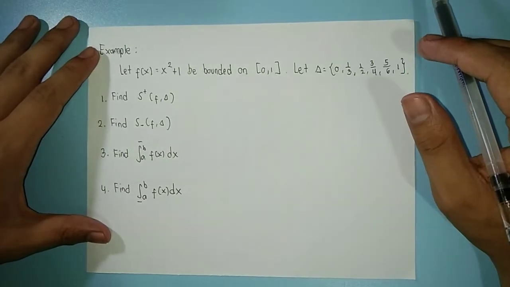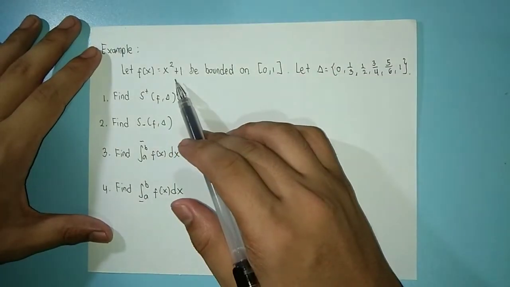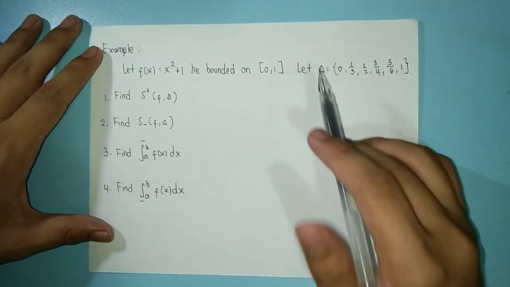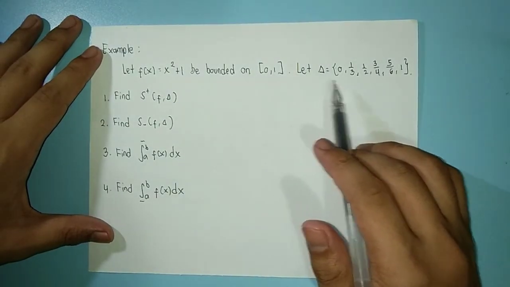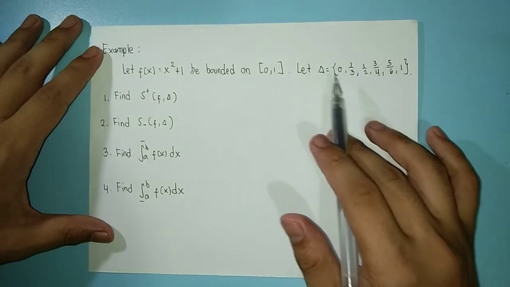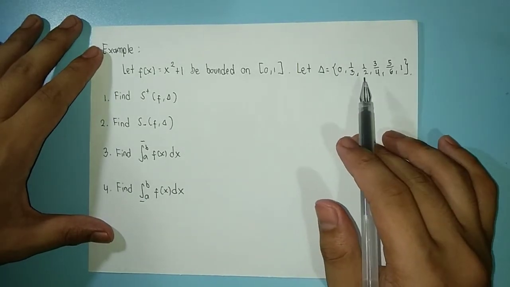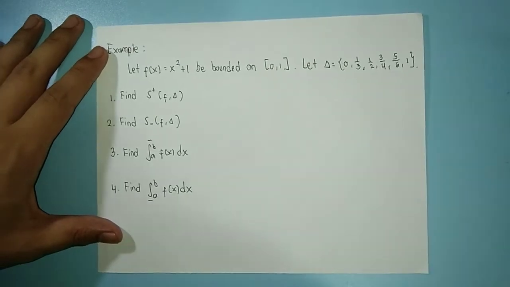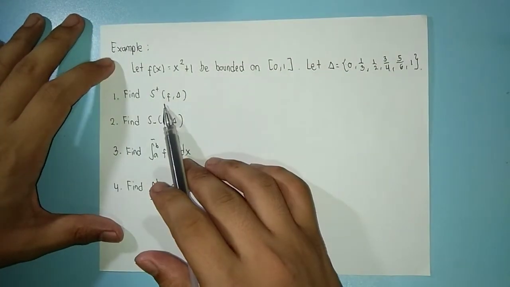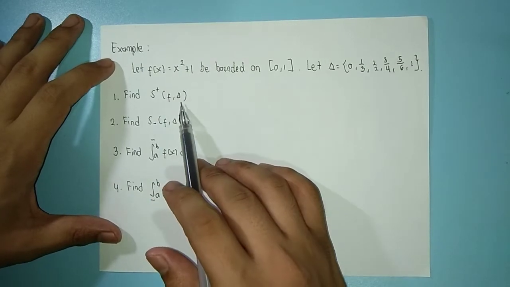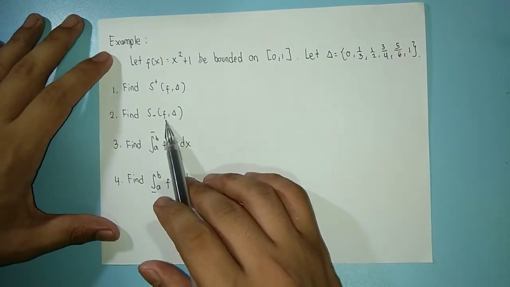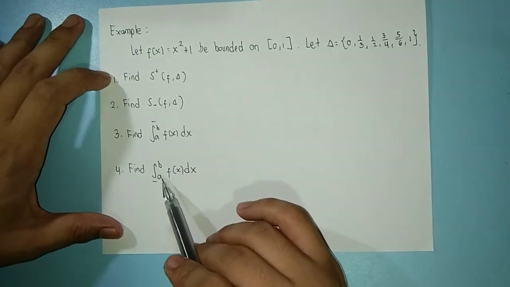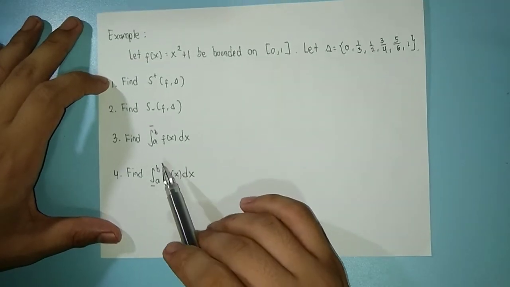For example, let f of x equals x squared plus 1 be bounded on the closed interval [0, 1] and let delta be defined by this subdivision, the set containing 0, 1/3, 1/2, 3/4, 5/6, and 1. So, hanapin natin yung upper Darboux sum of f with respect to delta, yung lower Darboux sum, then yung upper Darboux integral, and lower Darboux integral. Okay?